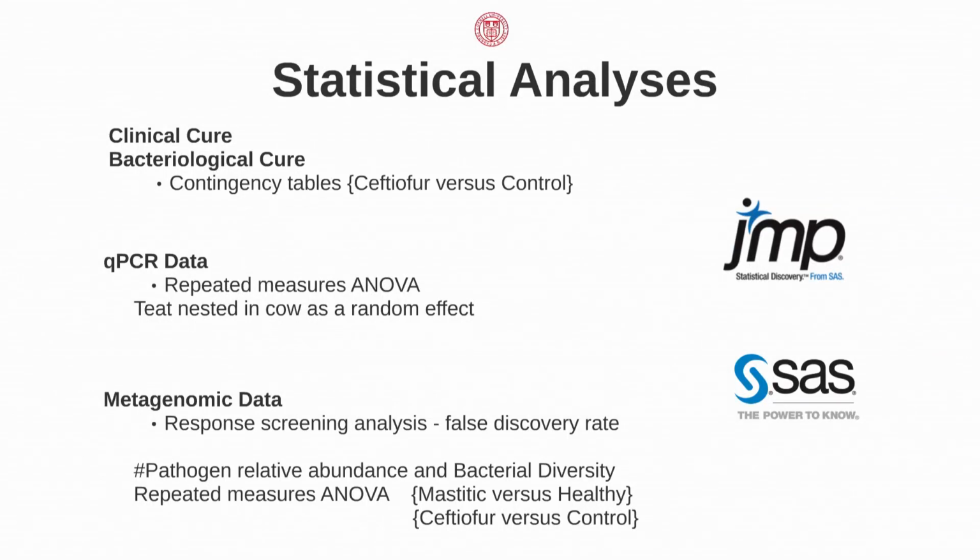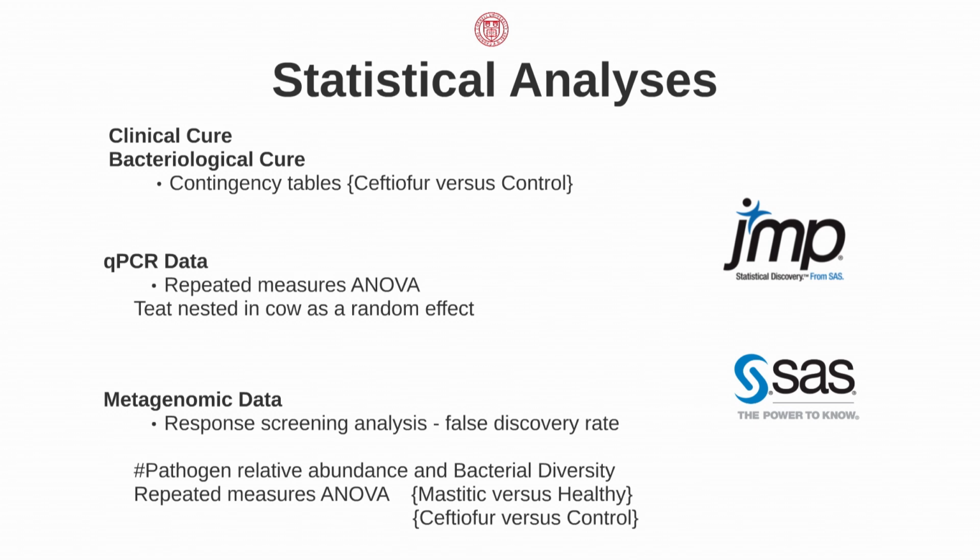We looked at the data in a couple different ways, depending on the type of data we had. So clinical and bacteriological cure were analyzed using contingency tables, and we compared ceftiofur versus control. qPCR data and the metagenomic data, such as pathogen relative abundance and bacterial diversity, were analyzed through repeated measures ANOVA with teeth nested in cow as a random effect.